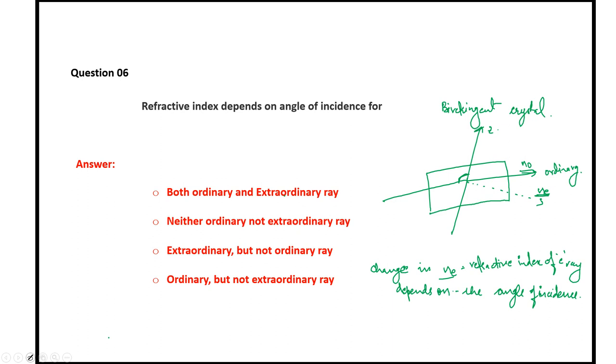Okay, one more thing to discuss here is quite important also. If you talk about NO and NE, NO is not equal to NE. But there are two possibilities. First, NO can be greater than NE, or NO can be lesser than NE. The first case, where NO, the refractive index of the ordinary ray, is greater than NE, is called the negative crystal. And if the refractive index of the extraordinary ray is greater than the refractive index of the ordinary ray, then it is called the positive crystal.